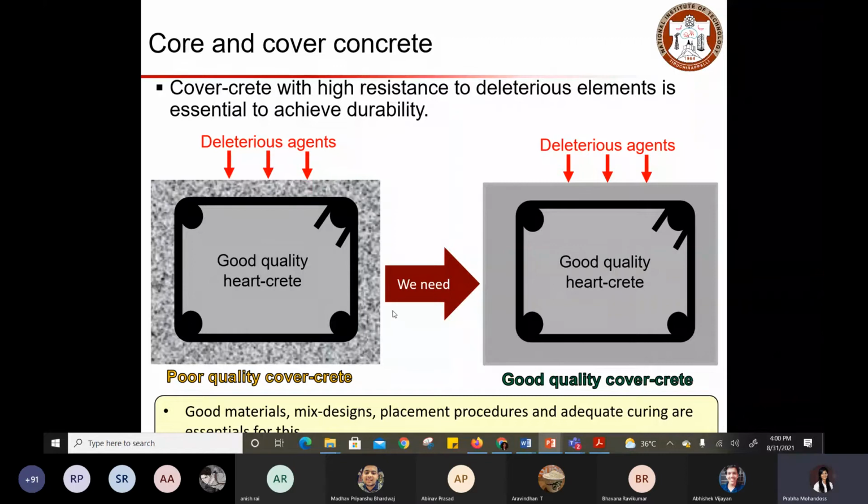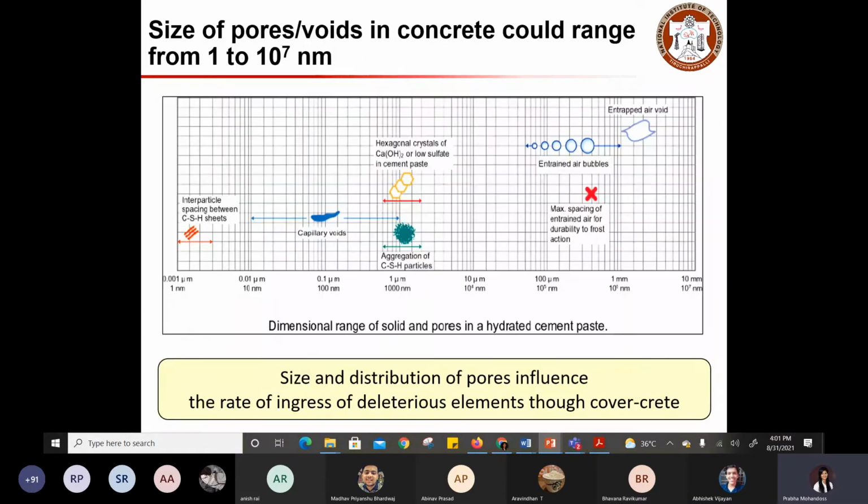So to obtain good quality concrete, you need to have good materials. You need to use appropriate mix designs by considering the adequate water cement ratio and the cement content, the way you place the concrete in its position, the type of curing that you adopt, and the duration of the curing. So those also govern the strength and durability of your concrete. These are all essential to obtain a good quality concrete material.